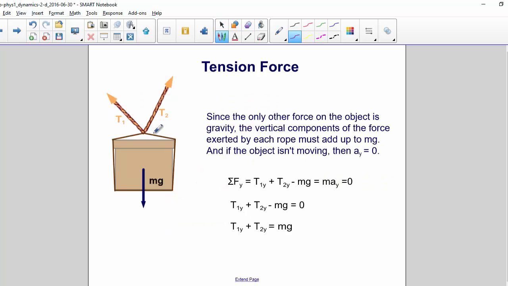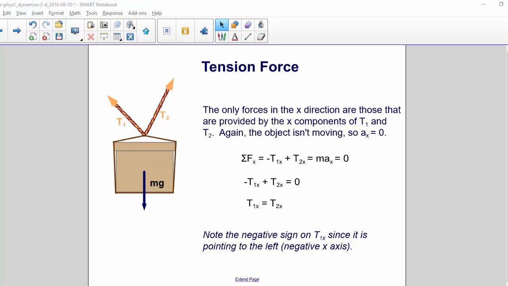Since these forces are at an angle, we need to break them up into x and y components. So this is T2y, this is T2x. And do the same thing for T1. T1y and T1x. Since the only other force on the object is gravity, the vertical components of the force exerted by each rope must add up to mg.